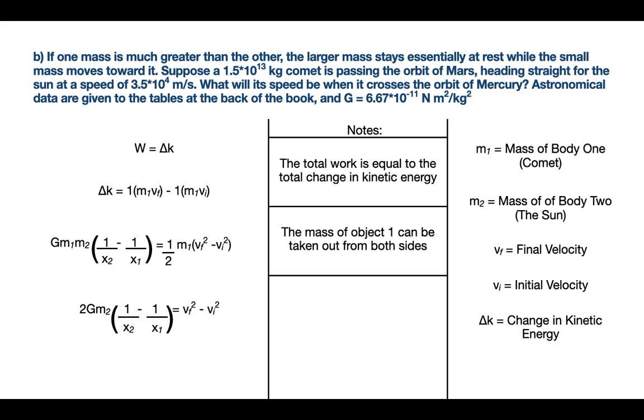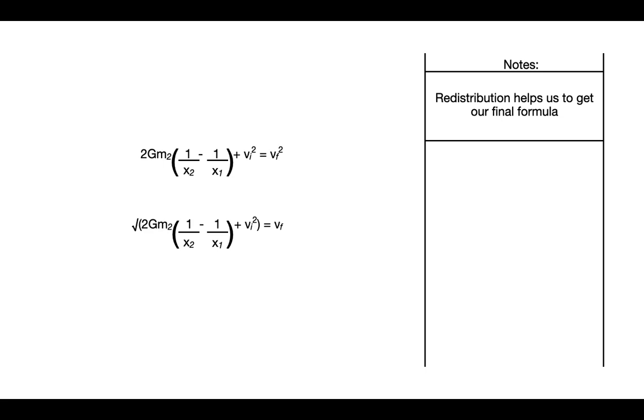To find the final velocity, we have to recognize that the total work value is equal to the change in kinetic energy, and the change in kinetic energy is equal to 1/2 times mass of the comet times final velocity squared minus 1/2 mass of the comet times initial velocity squared. To get final velocity alone, we have to multiply both sides by 2 and divide by m1, which will cancel out the m1 variables and the 1/2s on the right side. After that, we add initial velocity squared to both sides, then we square root both sides to get the final equation: the square root of 2 times gravitational constant times mass of body 2 times the difference between the inverse of x2 and the inverse of x1, plus the initial velocity squared.